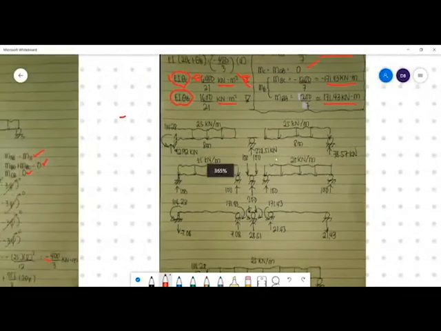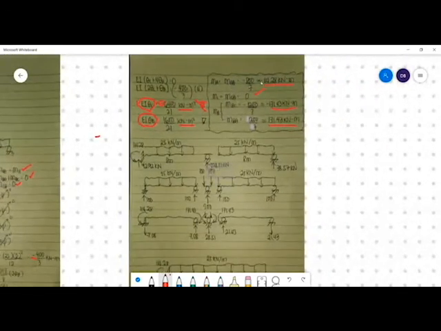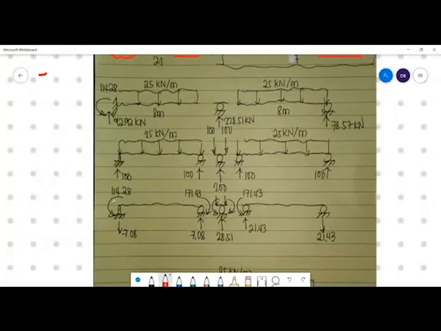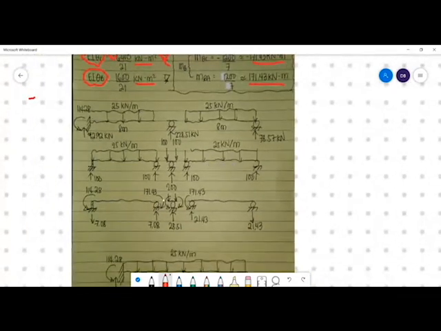The moments we solved earlier follow this convention. MAB is negative, so relatively it makes the beam frown. Then at the span, MBA is negative, so MBA is 171.43.